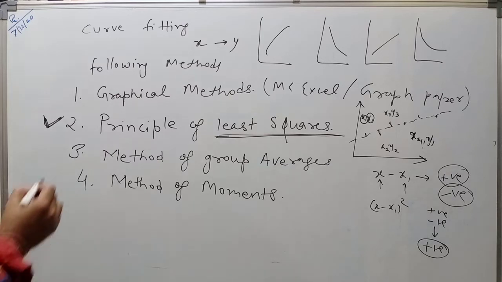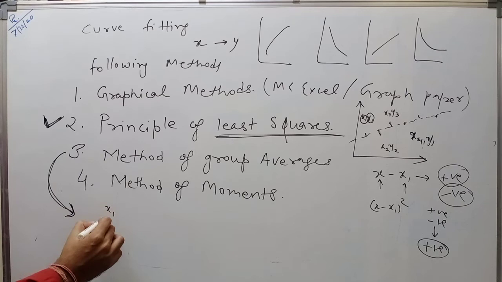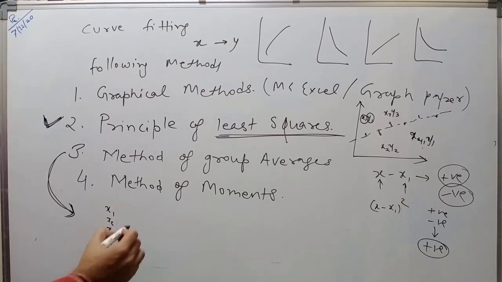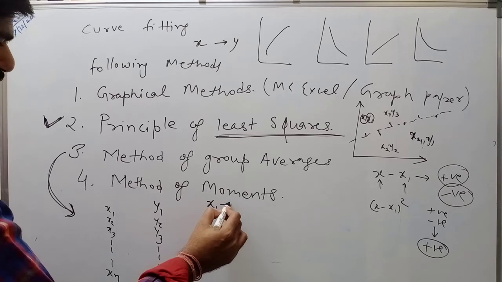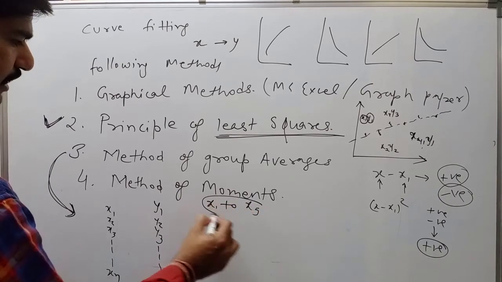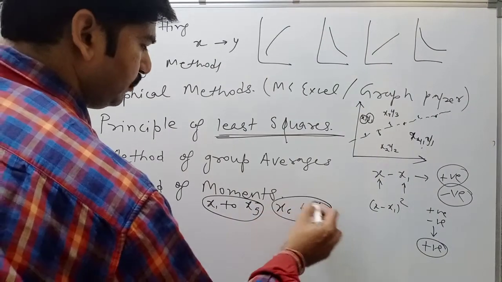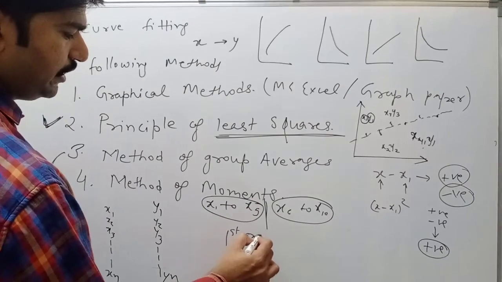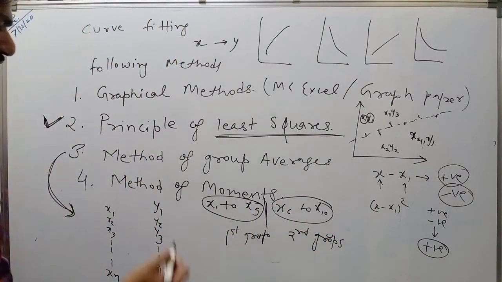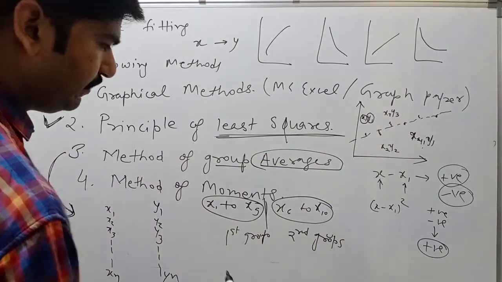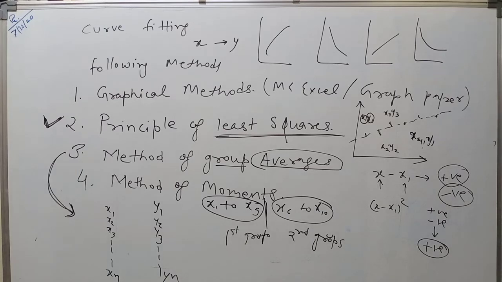Then comes the method of group averages, this third method. If we are having a number of data x1, x2, x3 to xn, and of course the y values y1, y2, y3 up to yn are also there, we will divide these, for example x1 to x5 in one category and x6 to x10 in another category. So we are making two groups, the first group and the second group, and then we are finding the average. So it is the method of group averages. First it is divided into groups and then its average is taken. That is one of the important things you need to consider.